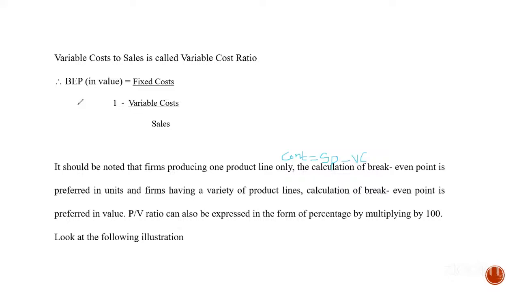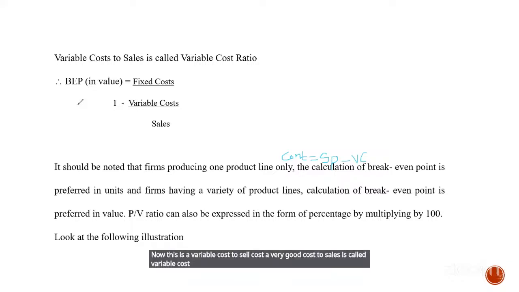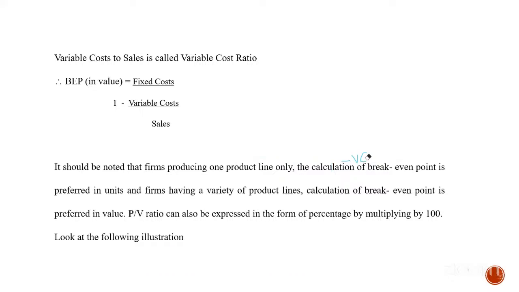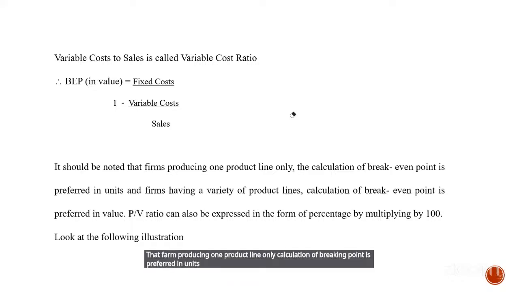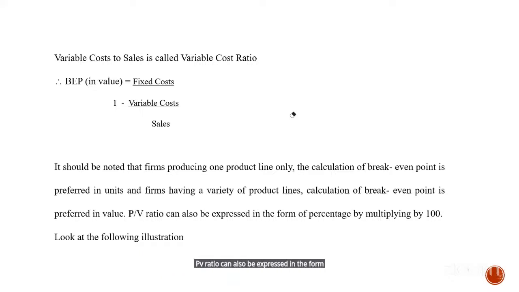Now, variable cost to sales is called variable cost ratio. Break-even point in value equals fixed cost divided by 1 minus variable cost over sales. For a firm producing one product line only, calculation of break-even point is preferred in units, and for a firm having a variety of product lines, calculation of break-even point is preferred in value. PV ratio can also be expressed as a percentage by multiplying by 100.